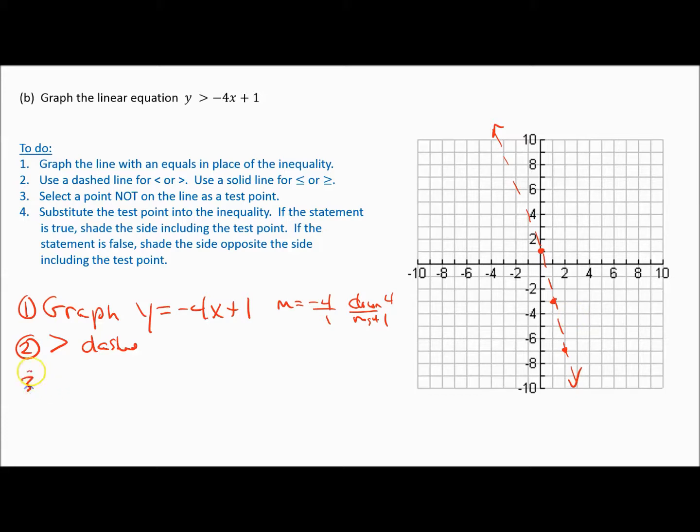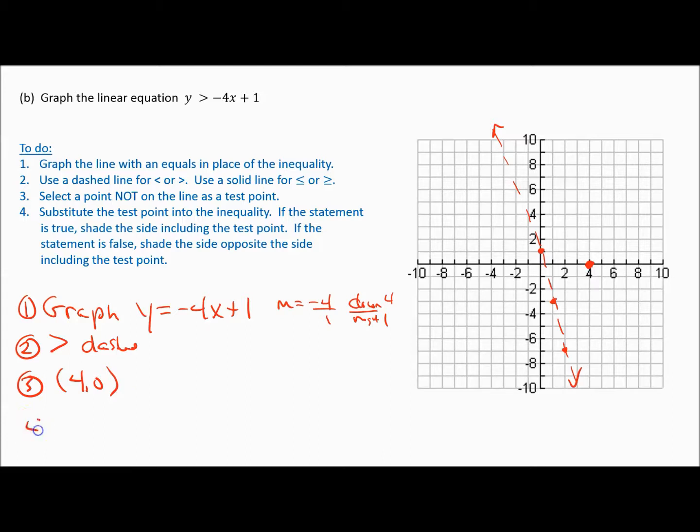Step 3 says select a point not on the line as a test point. So listen, y'all, pick any point not lying on this line. Like, for example, I'm going to pick way over here. 4, 0 is clearly not on that line, right? So we're going to pick a test point of 4, 0. And it doesn't matter if you pick on the right side or on the left side. Honestly, it doesn't matter, just as long as it's not on the line.